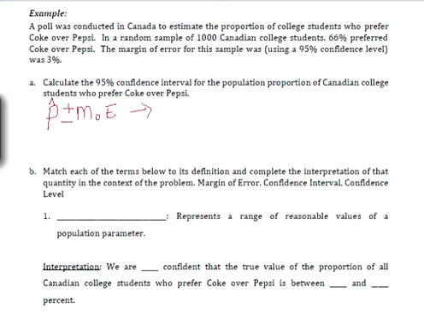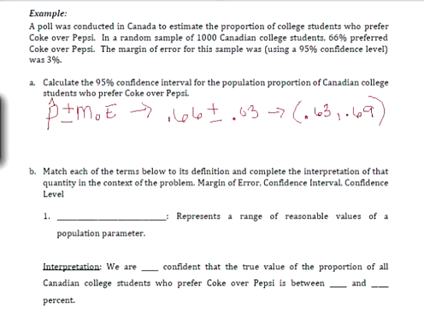The information given to us from the problem then says that our p hat was 66%, which would be 0.66, and then we can add and subtract from that 3%, which is 0.03, giving us then an interval of 0.63 to 0.69.